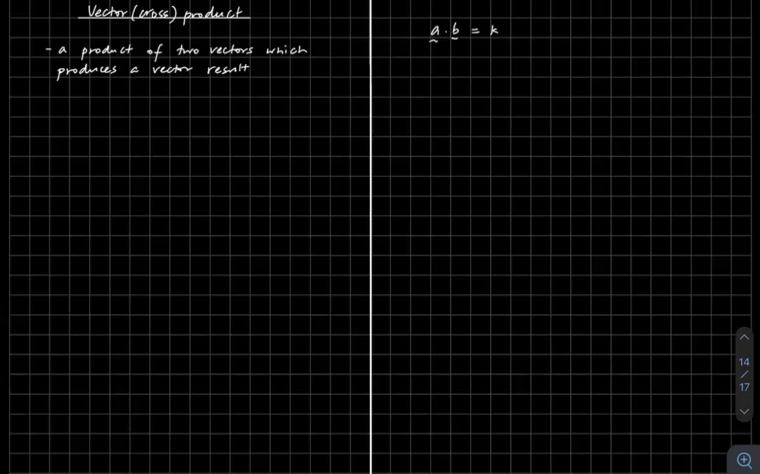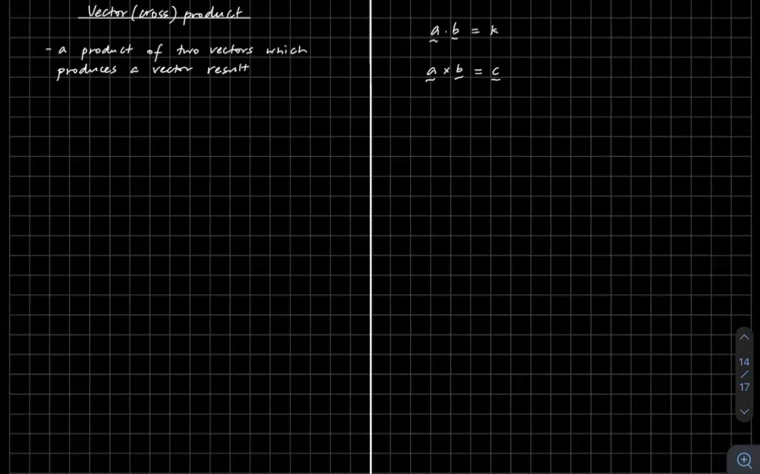Now we're going to define the vector product, and the reason it's called a cross product in much the same way as the dot product is called the dot product is because we use a cross or a multiplication sign as the symbol for this type of product. And as I say, this is going to produce a vector result. So this is going to produce another vector.